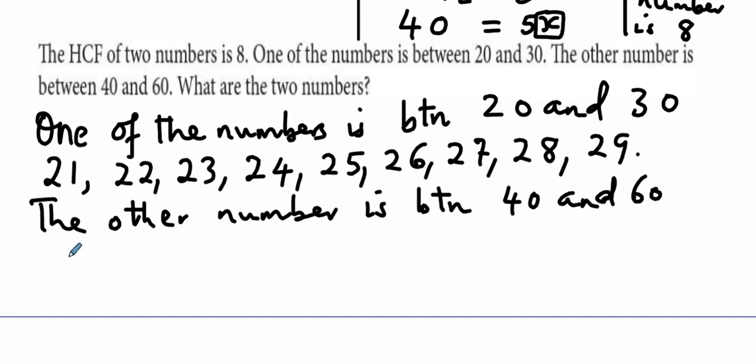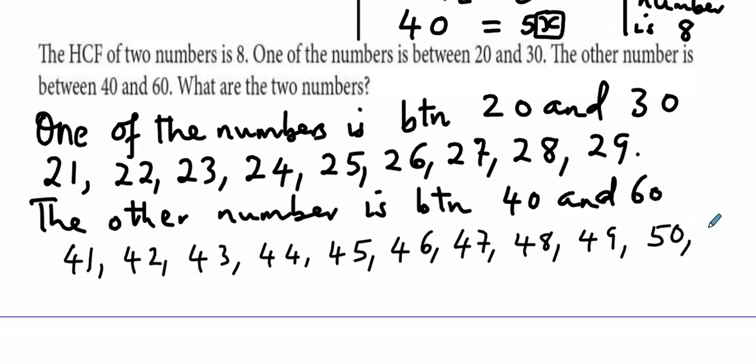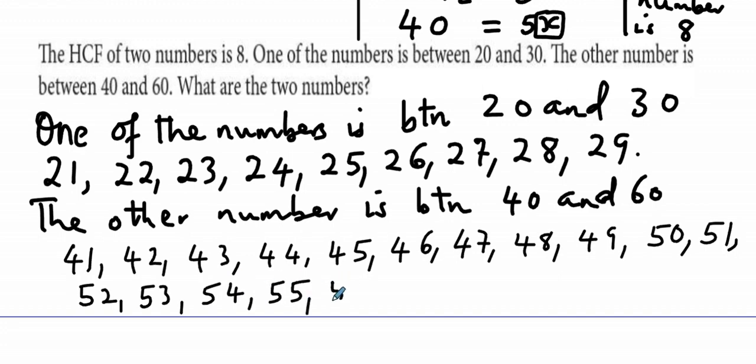The numbers between 40 and 60 include 41, 42, 43, 44, 45, 46, 47, 48, 49, 50, 51, 52, 53, 54, 55, 56, 57, 58, 59, and stop there.